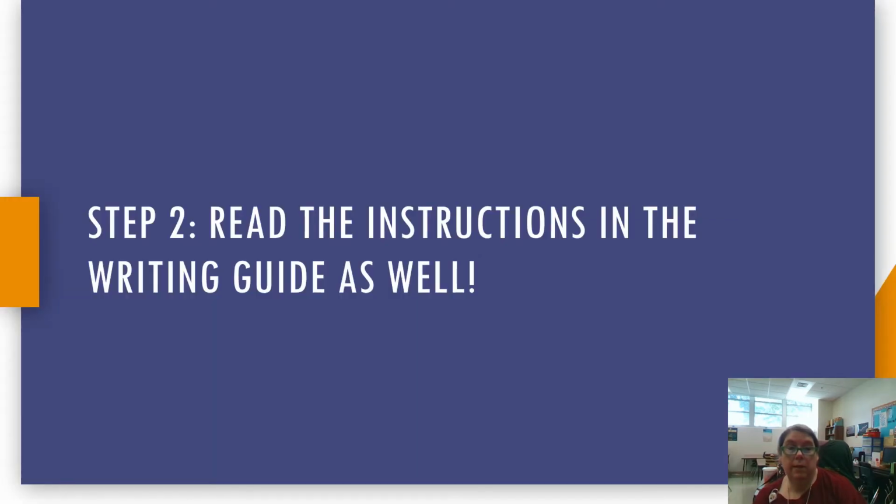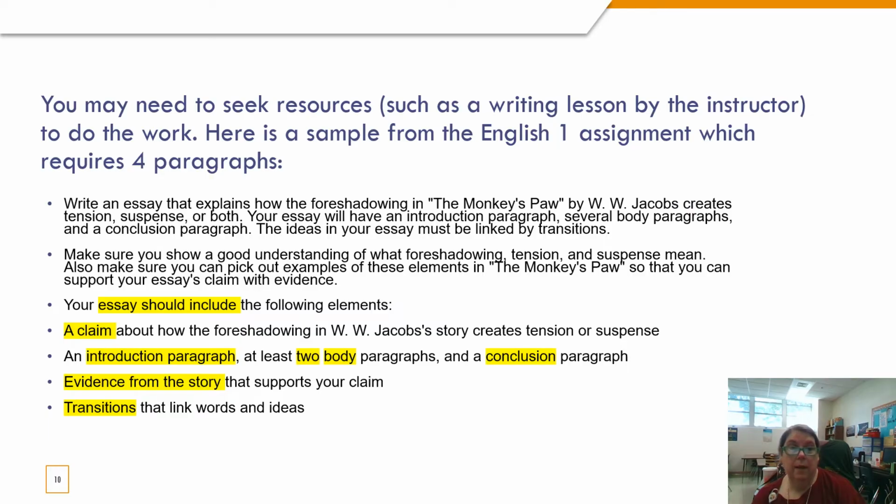Step 2, read the instructions in the writing guide as well. So you're not only just reading what it says on the slide on the screen, but also in the writing guide. Okay, so here's an example. It says write an essay, explains how foreshadowing the monkey's paw, and includes what you're doing. It tells you things like you need an introductory paragraph, 2 body paragraphs, and conclusion. So this essay is 4 paragraphs long. And essays run between 3 and 5 paragraphs long. That's the general minimum that most classes require you to write anyway.